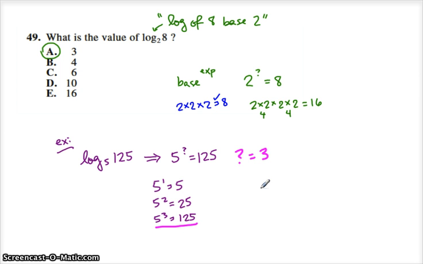I'm going to write it in full form here so you can see it all together: log of 125 base 5 equals 3. So it's saying, here's the base, here's the final value, tell me what the exponent is.